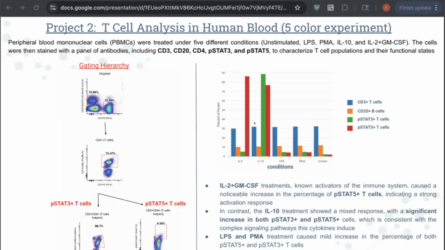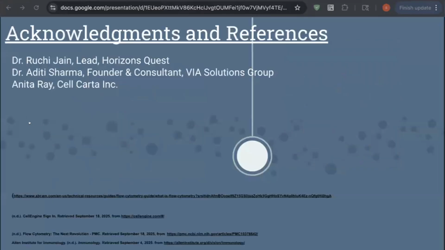As expected, treatments like LPS and PMA caused a clear increase in the activated PSTAT5 positive population. In contrast, the IL-10 treatment led to a significant increase in the inhibitory PSTAT3 positive population, demonstrating its role in immune suppression.